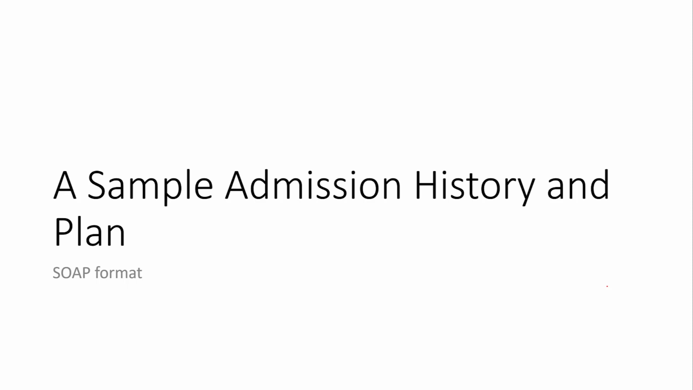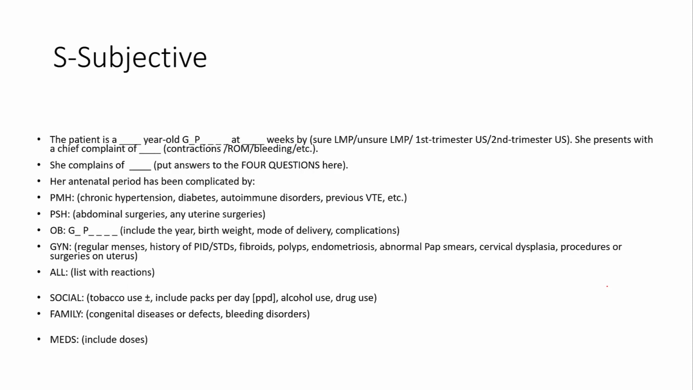So we'll have a look at a sample SOAP admission history and plan. For the subjective, you can write it somewhere similar to this. The patient is, say, age, G and P, at weeks by LMP. LMP is sure, unsure, scan, whatever. Presented with the chief complaint of pains, rupture of membranes, bleeding, etc. She complains of contractions, reduced fetal movements, or whatever. The 4 questions are here.